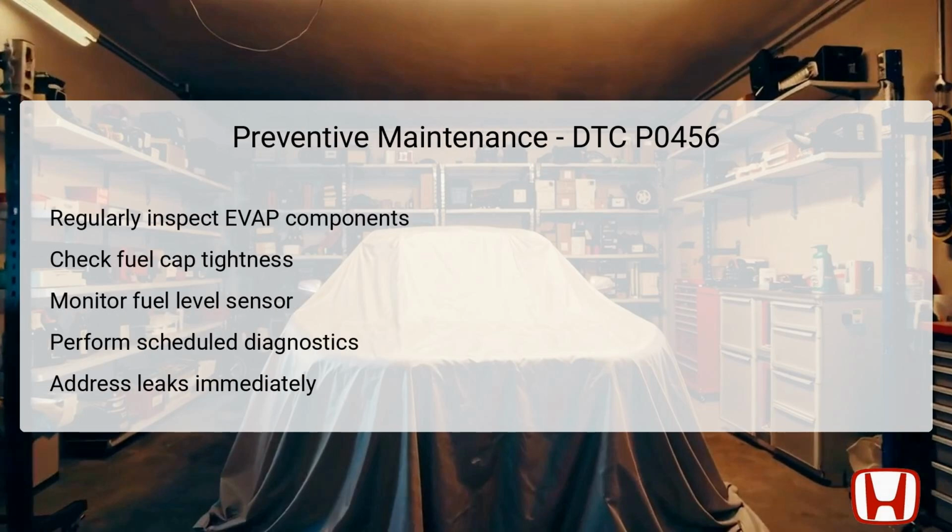Preventive maintenance plays a crucial role in ensuring the longevity and reliability of the EVAP system in the Honda Accord. Regular inspections of the EVAP components, including the canister, purge valve, and vent shut valve, can catch potential issues before they escalate into more significant problems. A simple check of the fuel cap for tightness can significantly reduce the likelihood of triggering DTC P0456. A loose or damaged fuel cap is one of the most common causes of EVAP system faults.